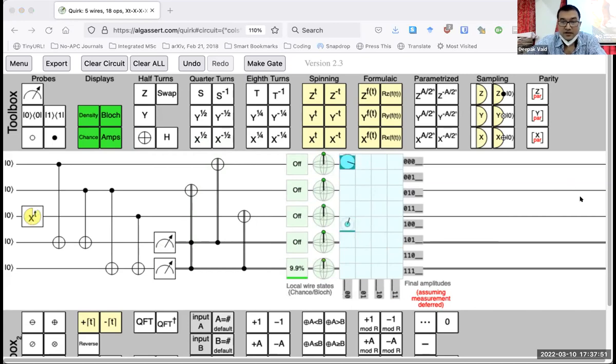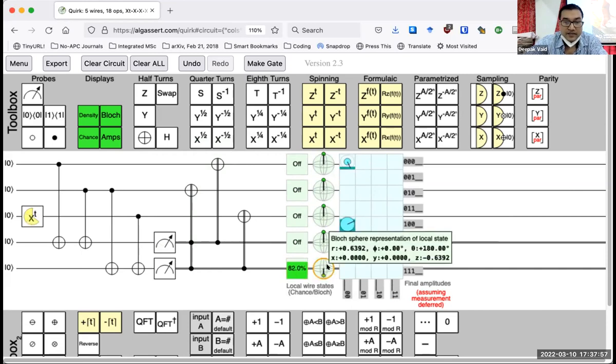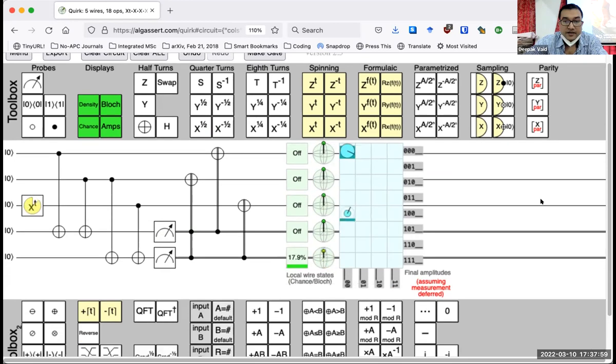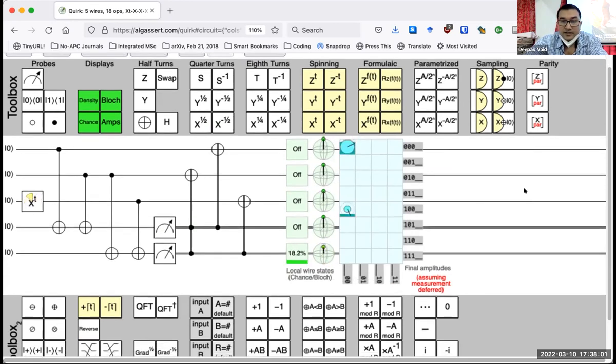Okay. Now this should give you the same state. After doing this, you should get ABC, right? Now you see one thing. This is 000, right? The input state is 000. What is the output state we are getting here?